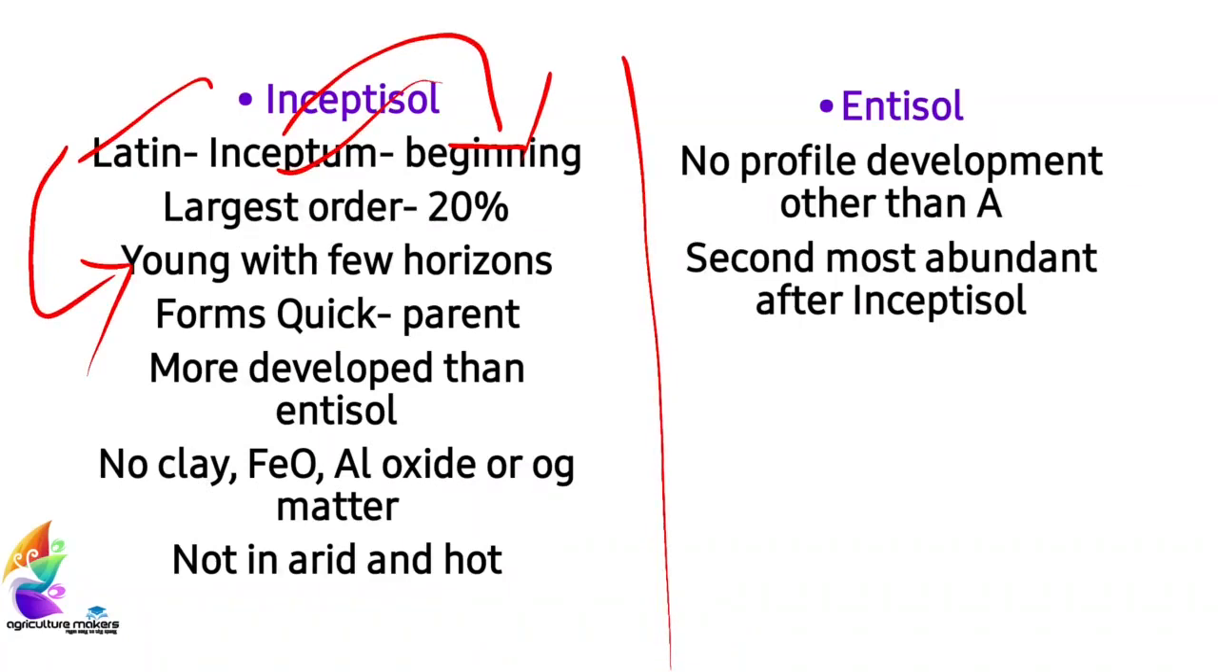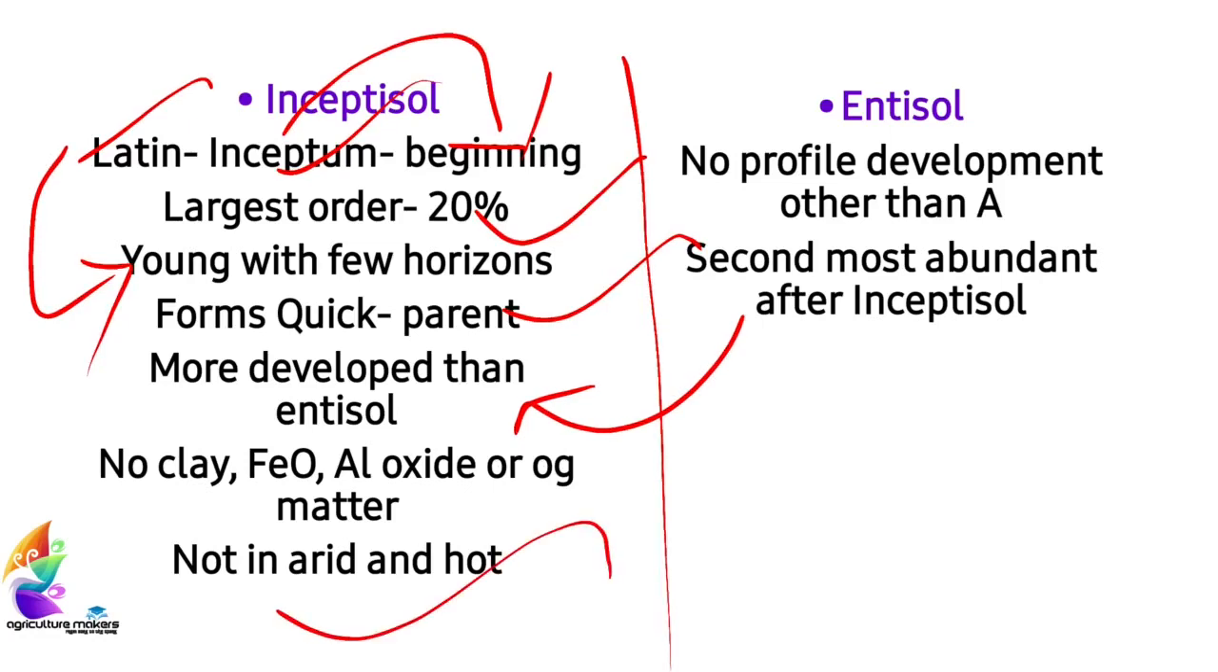It is the largest order comprising about 20% of the world soils, and it is formed quickly from the parent materials. Even though it is in the beginning of the development of horizons, it is more developed than the entisol, and it does not contain clay or iron oxide or aluminium oxide or organic matter, and it is found in almost all the parts of India except in the arid and hot regions.